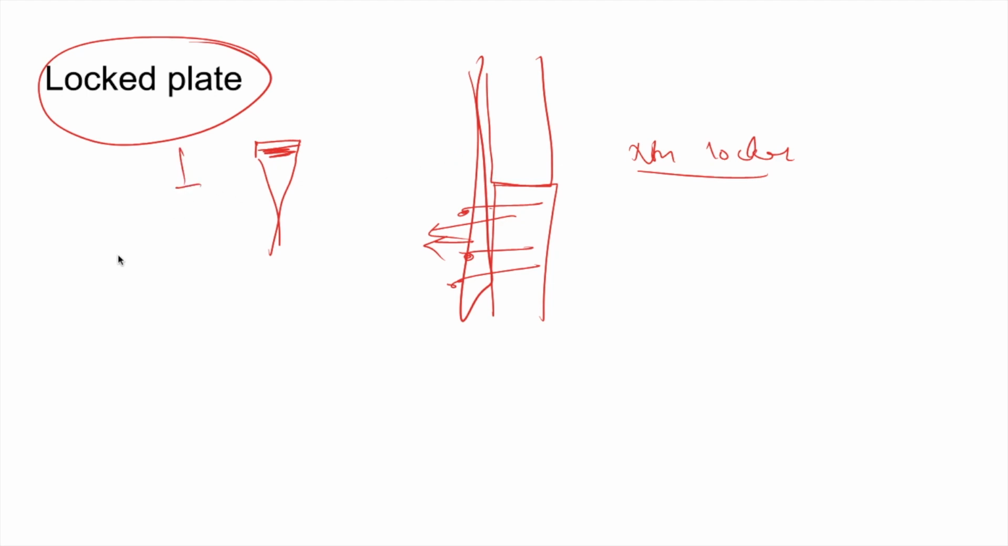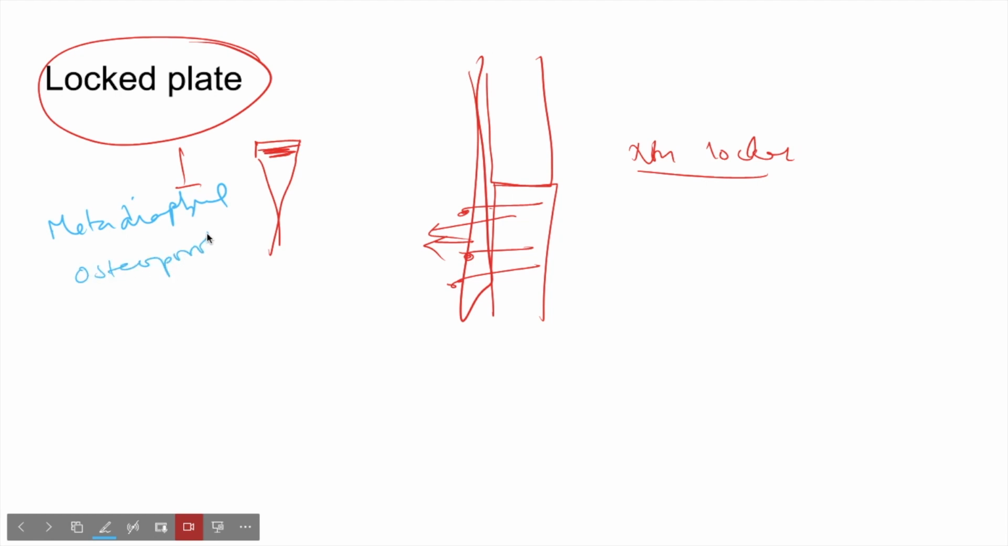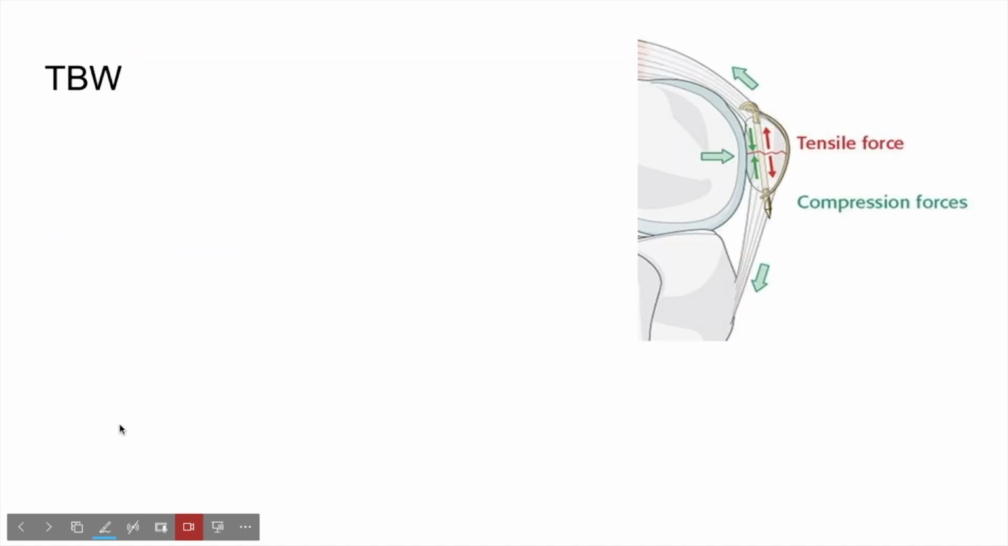This is very commonly used in the metadiaphyseal region, for example the distal radius, distal tibia, proximal humerus. It is also used in osteoporotic fractures in older age patients, in the humerus, tibia, femur, etc. So these are the indications for a locked plate: metadiaphyseal fractures like the distal femur, proximal tibia, distal radius, proximal humerus. These are the commonest indications for the use of a locked plate.